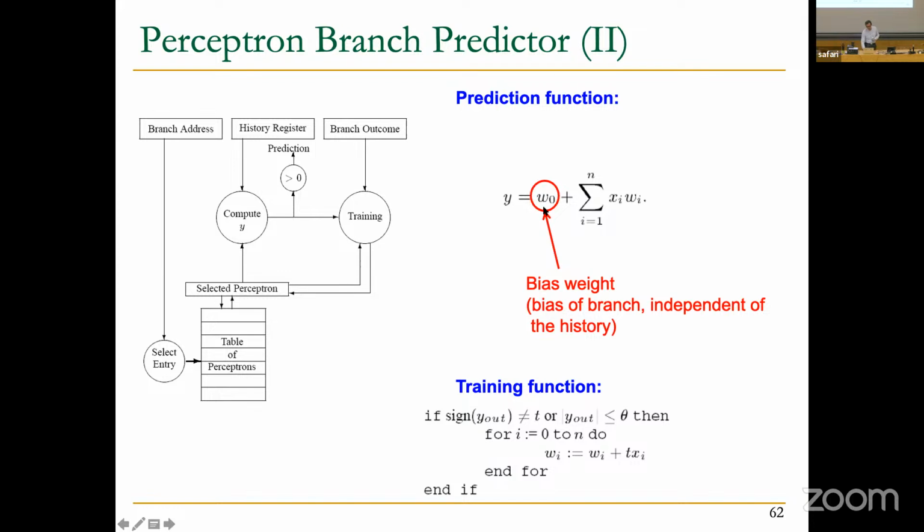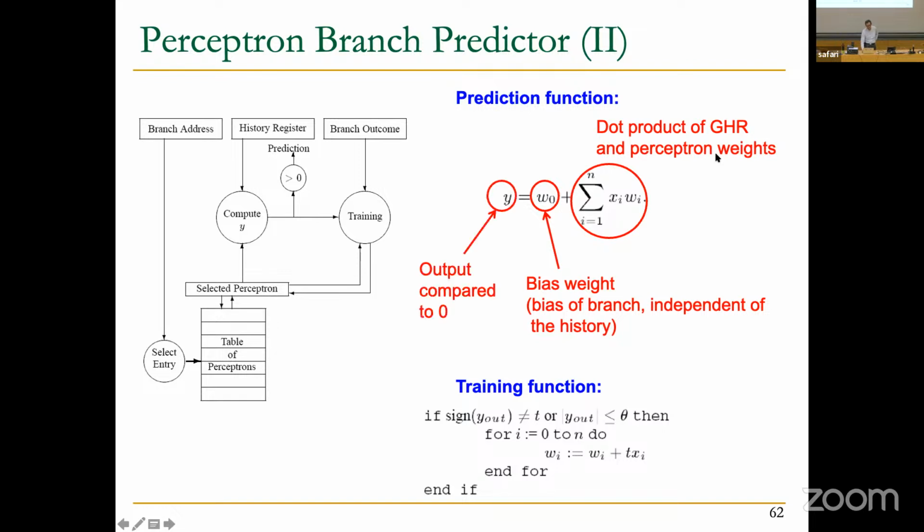Okay, so I've already mentioned this bias weight, and this is the dot product of the global history register and the perceptron weights. Training function we're not going to talk about, and output is compared to 0. But now you can see the hardware costs. You have a table of perceptrons, and you select the entry based on the branch address. That gives you the correlations of that particular branch at that particular PC with the global history register entries. And using the selected perceptron, you multiply it with the history register and also take into account the bias.